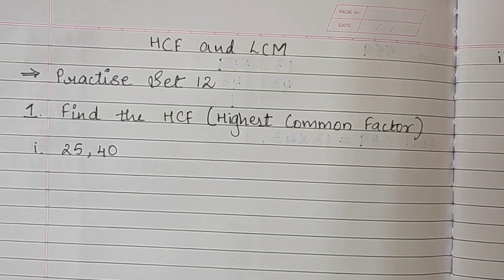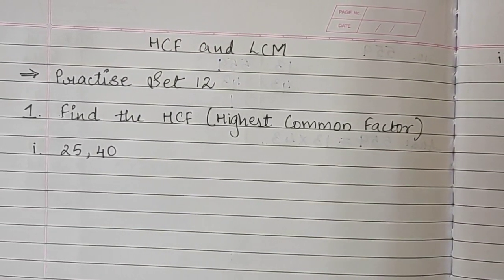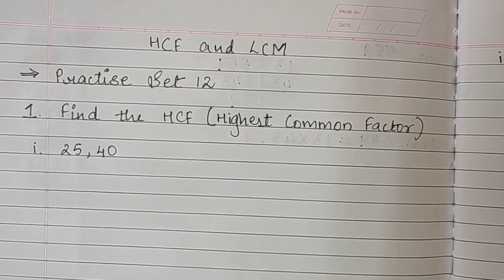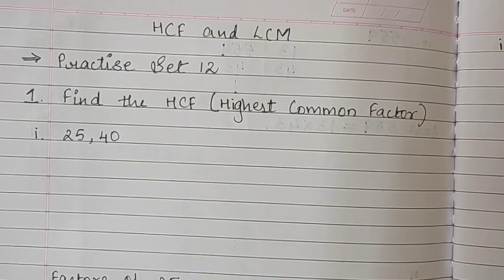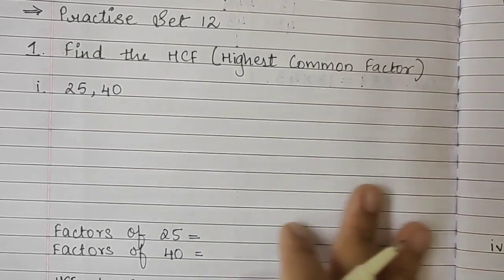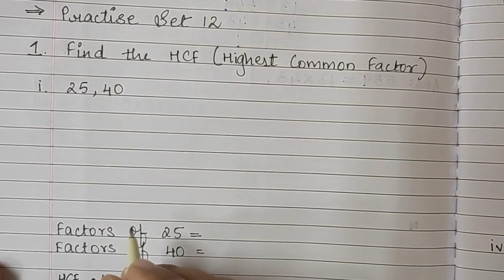Hello children, today we will begin with practice set 12 of HCF and LCM. The first sum of this practice set reads, find the highest common factor. Now, the first sum is 25 and 40.